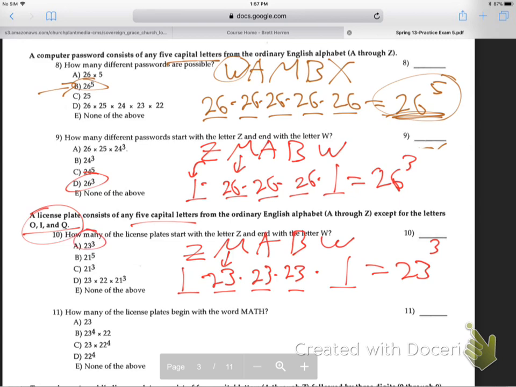Boom. Good? There were just 3 letters you could not use, they said. So that gave me 23 options for the 3 letters in the middle. 11. How many of the license plates begin with the word math?